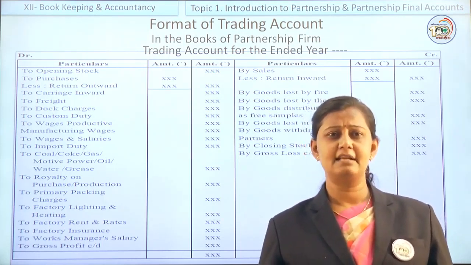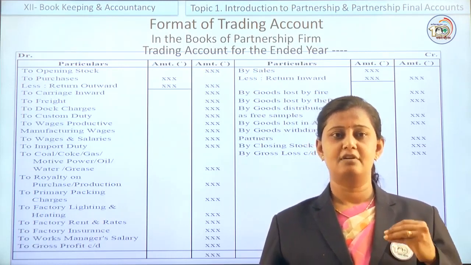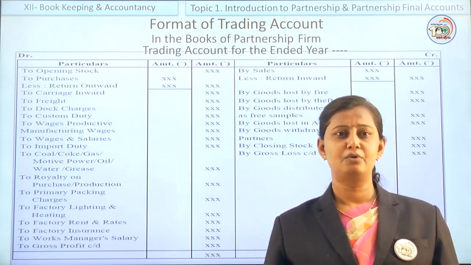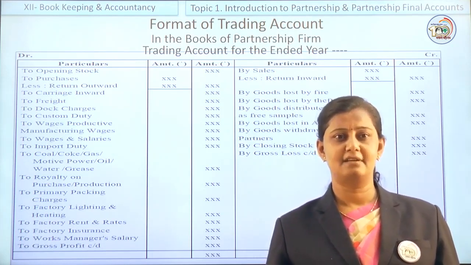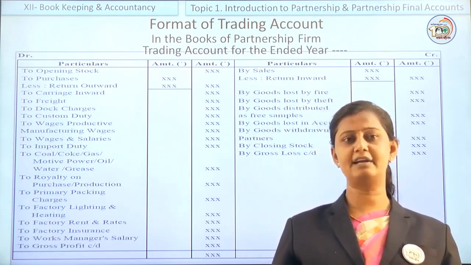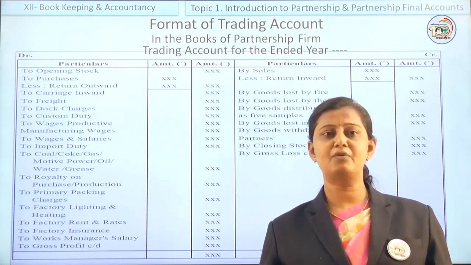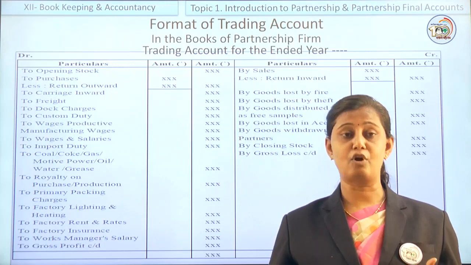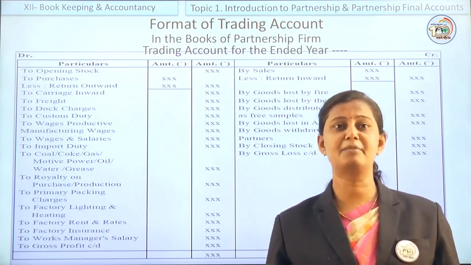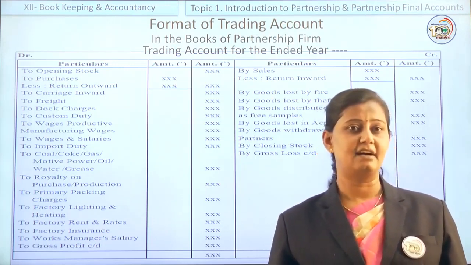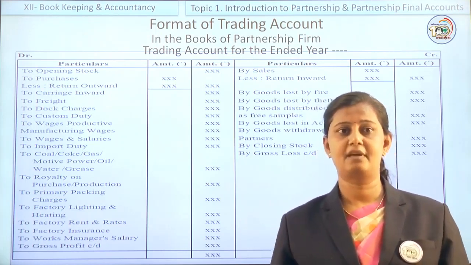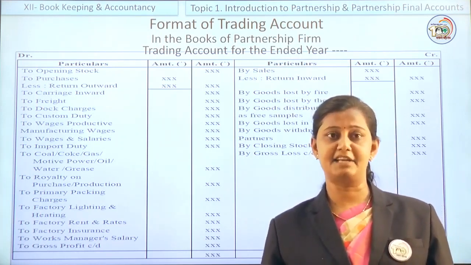All these items are used for making the goods. Next one is royalty on purchase or production. Royalty means the amount paid for permission to use patents and copyrights for commercial purposes. So it is recorded under trading account, debit side. It is treated as direct expenses.